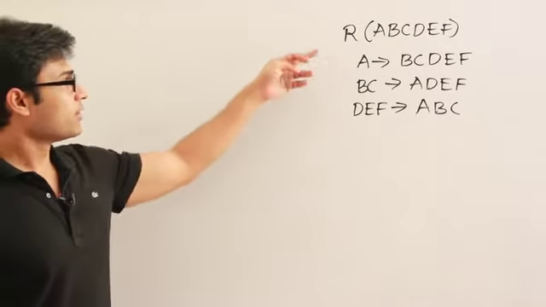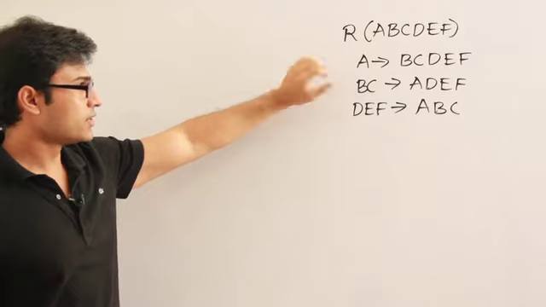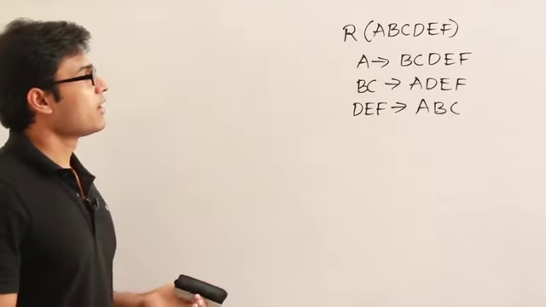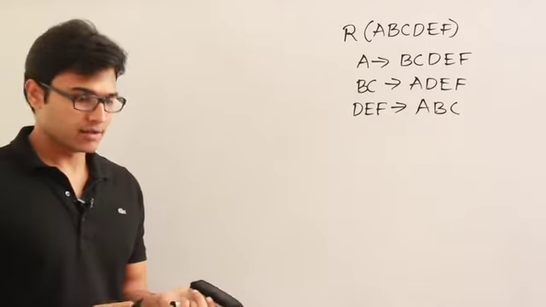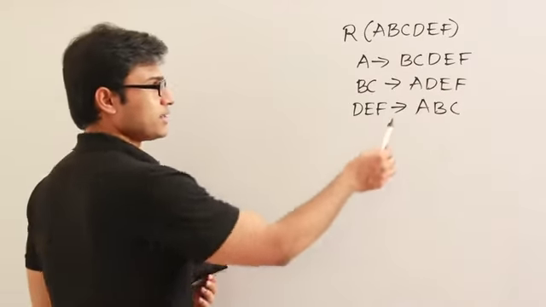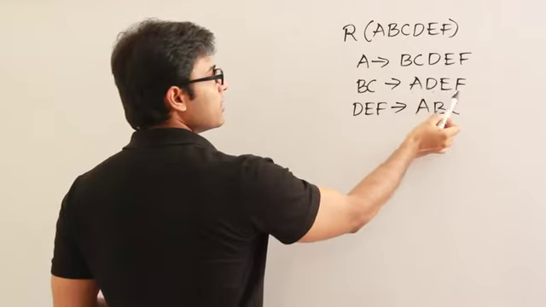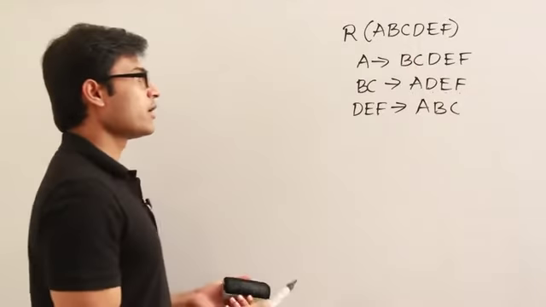Now let's watch it. This is the table given: A, B, C, D, E, F, and now we have these attributes, these FDs. What is the candidate key? So first thing is, let's see if everything is there in the right hand side or not. A is there, B is there, C, D, E, F, right? So A, B, C, D, E, F all are there on the right hand side.